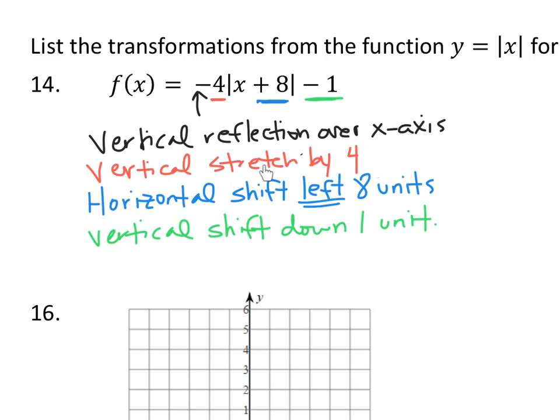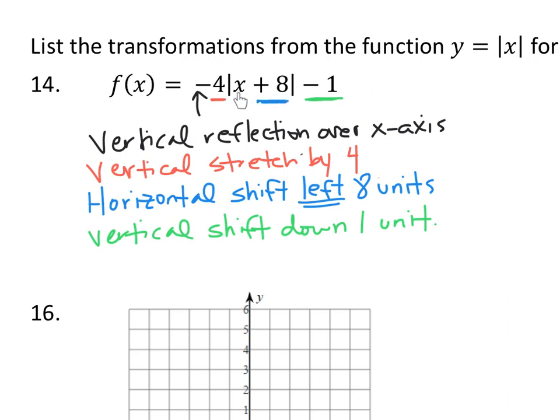Now, it's a stretch if this number is greater than 1. If this number is between 0 and 1, if it's a fraction, then it's a compression. That's how I remember which way we go. Fraction, compression. So this means that the graph would be compressed, or shrunk, if it was a fraction. But this is not a fraction, it's a whole number, and it's greater than 1, so this is going to be a stretch. The next thing I'm looking at is this horizontal shift.